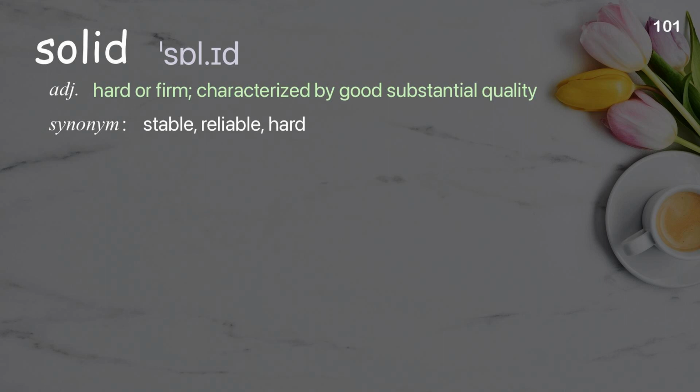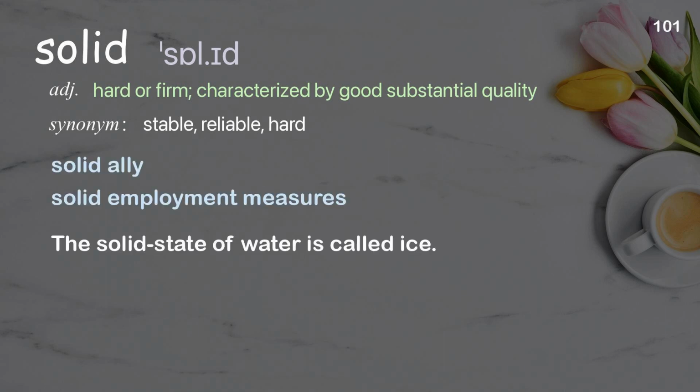Solid. Hard or firm, characterized by good substantial quality. Examples: solid ally. Solid employment measures. The solid state of water is called ice.